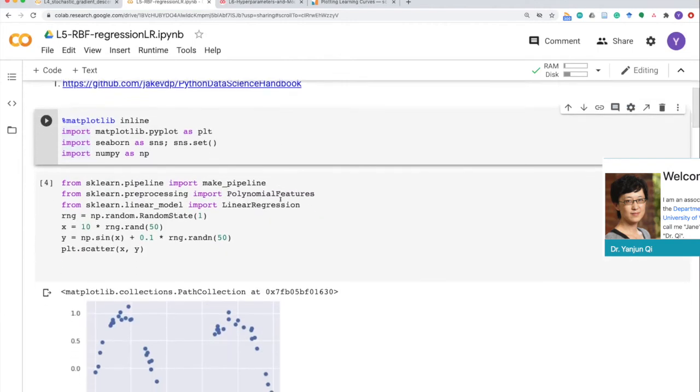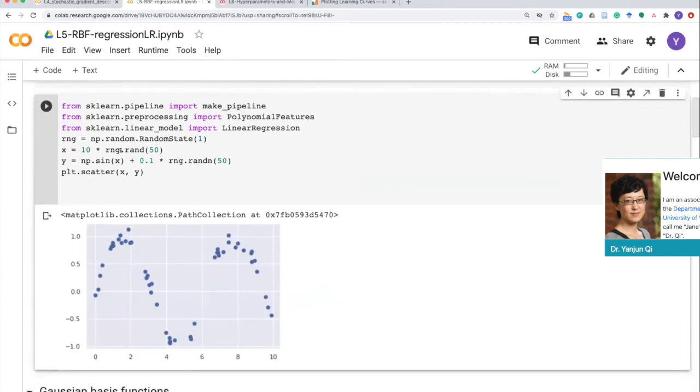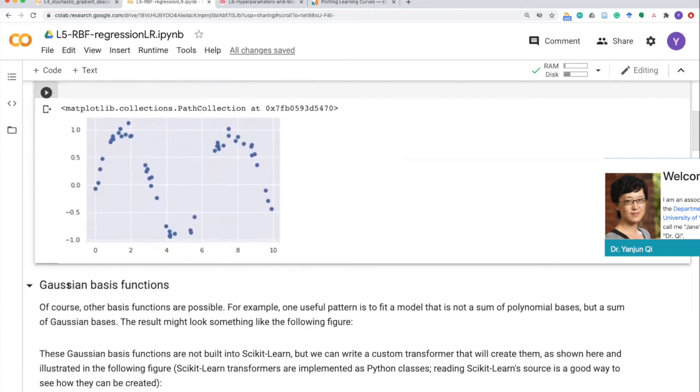So again, just load the library, then generate data, and always plot your data. This is actually a pretty complicated function. It's a sin x function, and I sampled only about 50 points and plotted them here. The relationship between x and y is the sine relationship, plus a little bit of Gaussian noise. All right, so this is my data. So how can I fit this extremely complicated relationship between x and y, right?